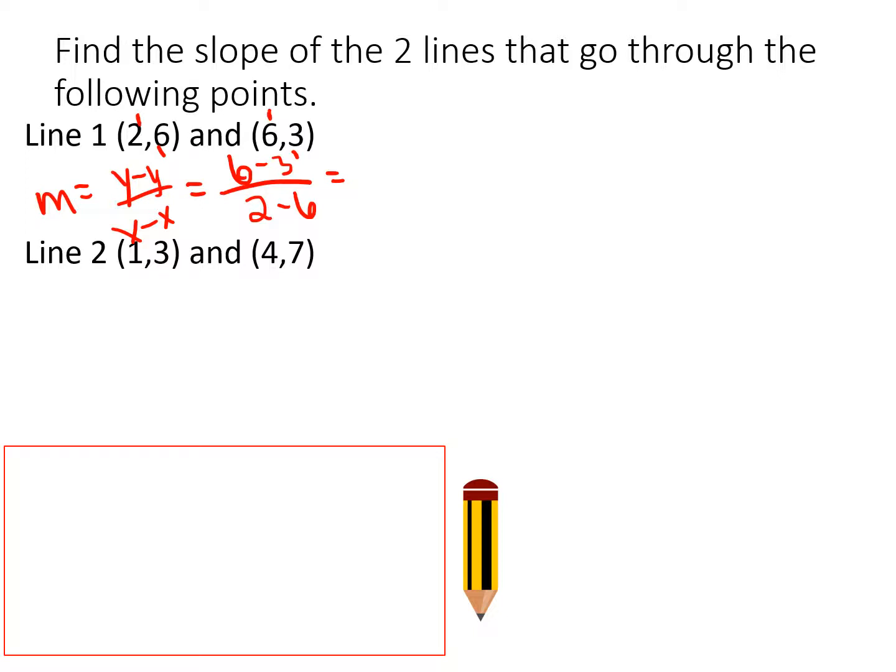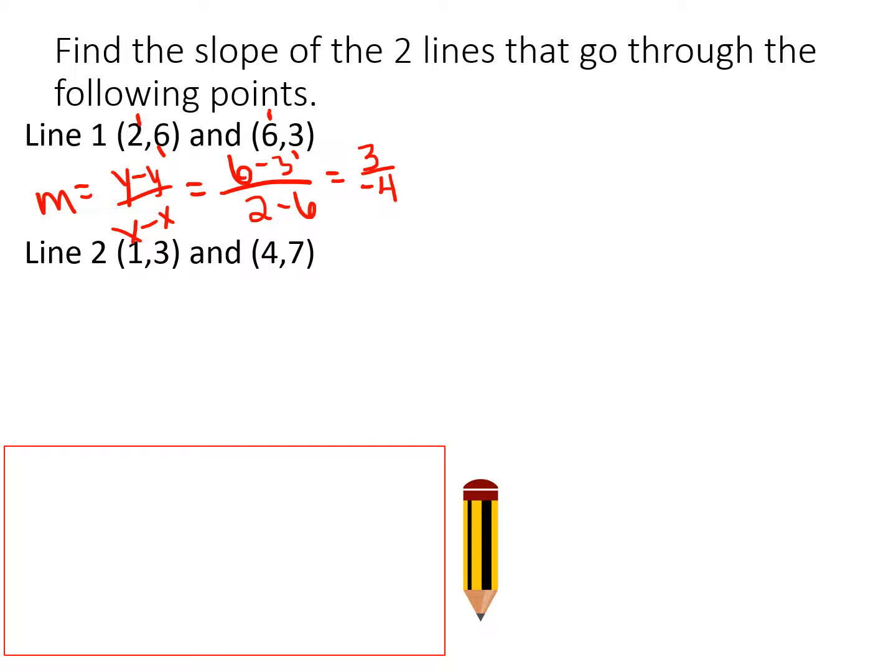It doesn't matter which ordered pair you pick as ordered pair 1 and which one you pick as ordered pair 2. I just always work left to right, so that's what you'll probably get used to doing when you follow me. Okay, in my numerator, 6 minus 3 is 3, 2 minus 6 is negative 4. I can't simplify that anymore.